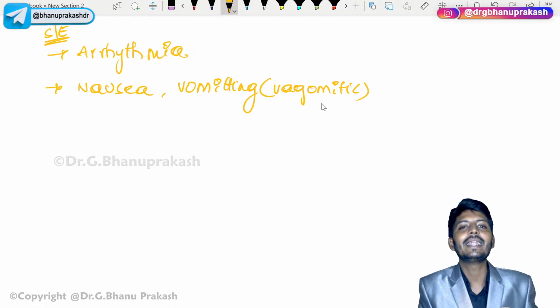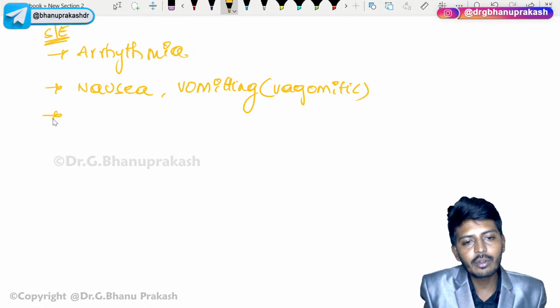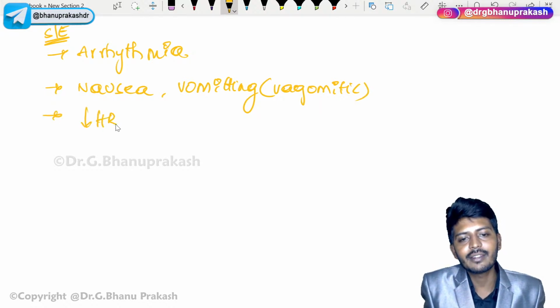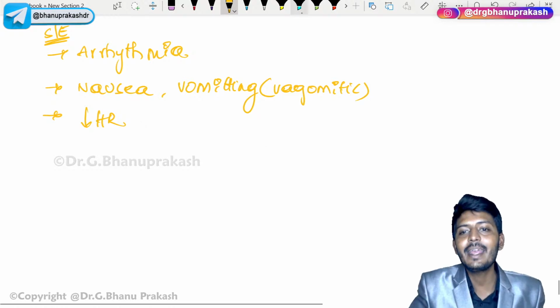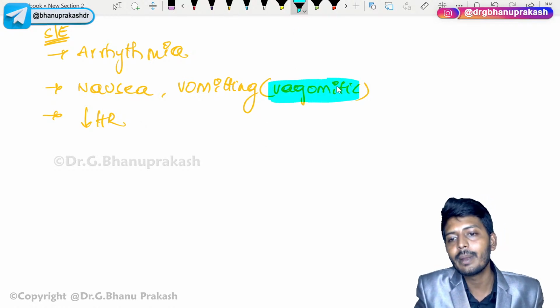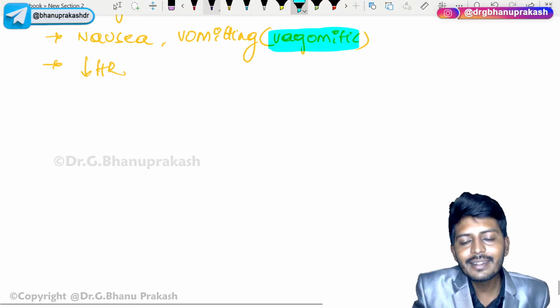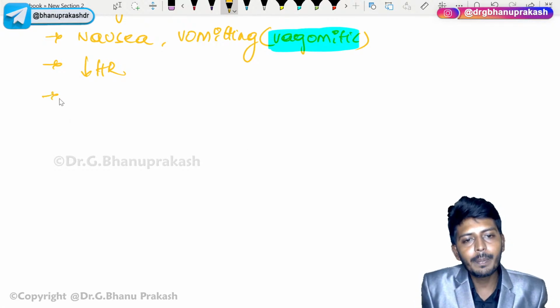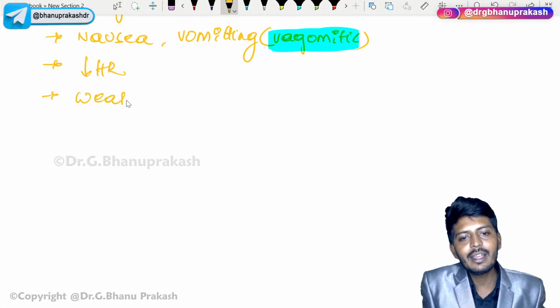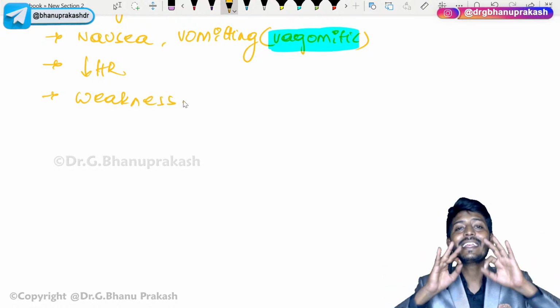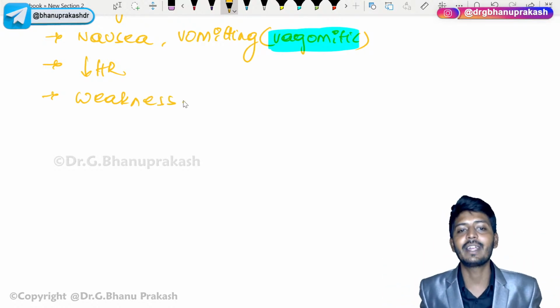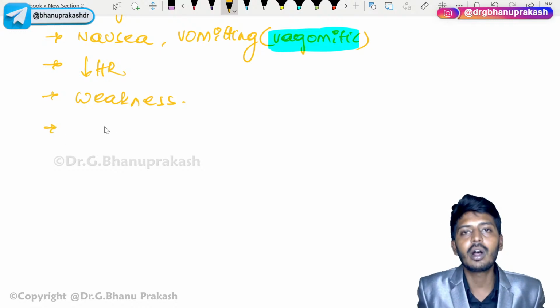Yes, vagomimetic action. And the patient can also have a decrease of heart rate. Yes, that is also possible because of the same effect. Vagomimetic means it is increasing the activity of the vagus nerve. Okay, so it decreases the heart rate. And also the patient can have weakness very easily, because sodium potassium ATPase, which is present inside the muscles, can also get affected.